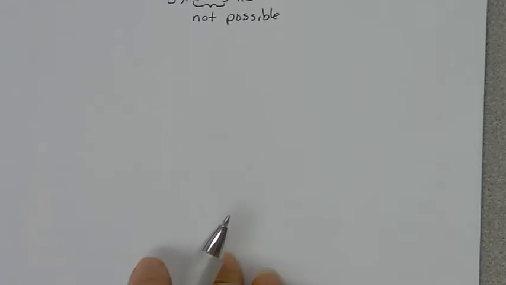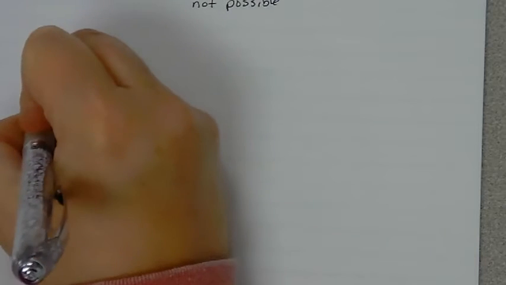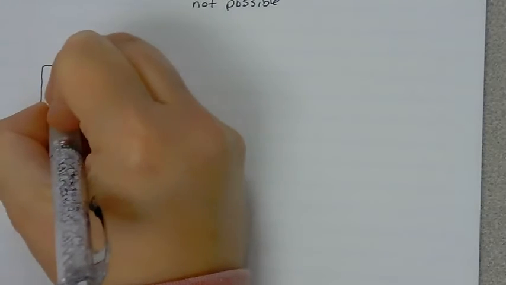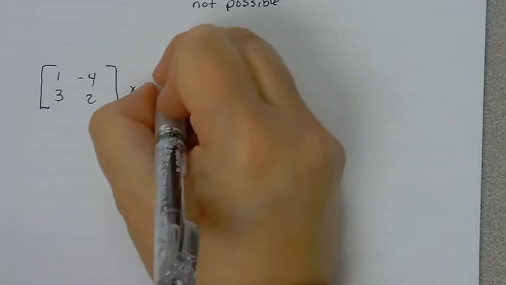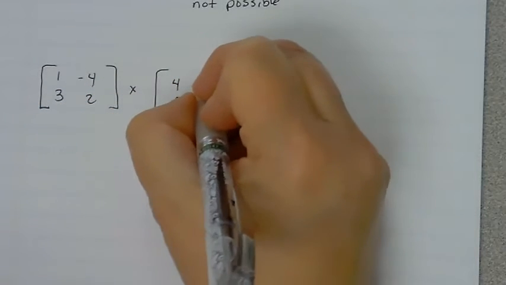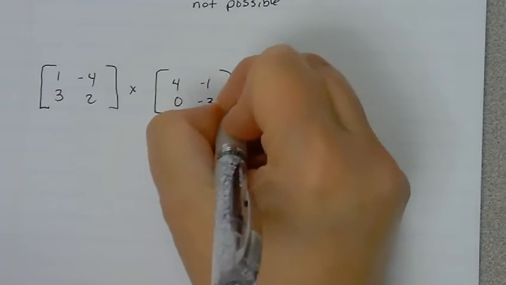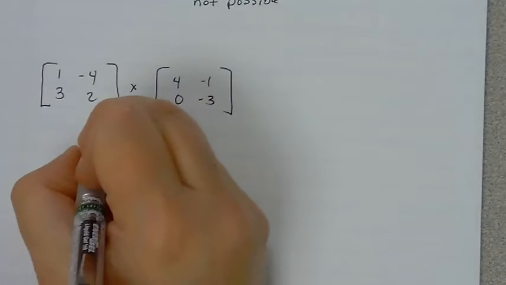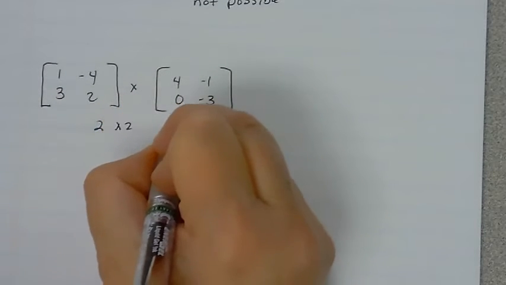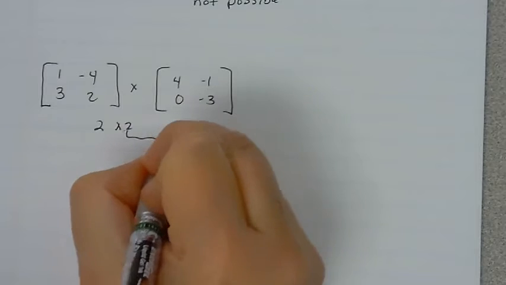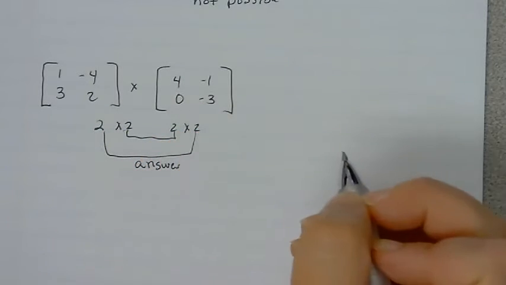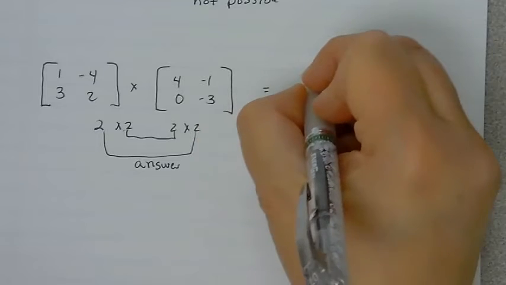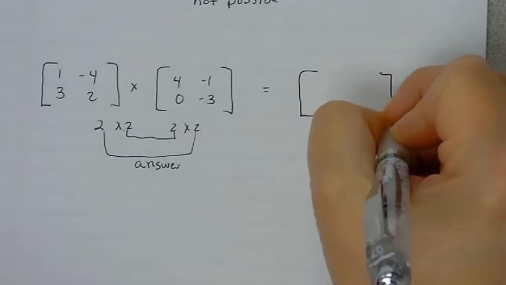So let's actually talk about how we would multiply 2 that could. So I'm going to start with a 2 by 2, and I'm going to multiply that by a 2 by 2. So I have a 2 by 2 and a 2 by 2. These numbers match, so my answer is going to be a 2 by 2. So I go ahead and start by drawing out a 2 by 2.